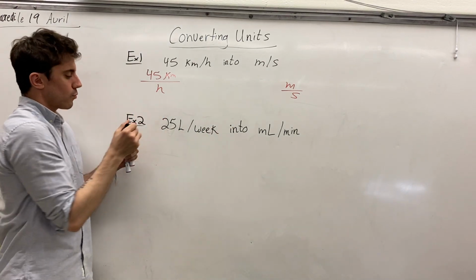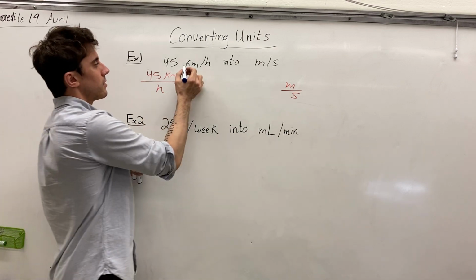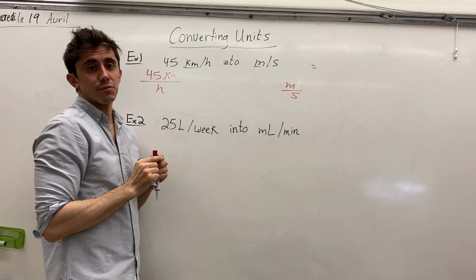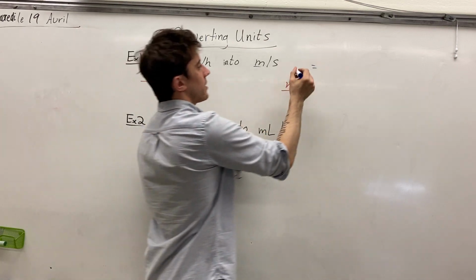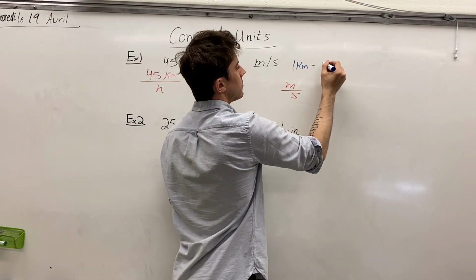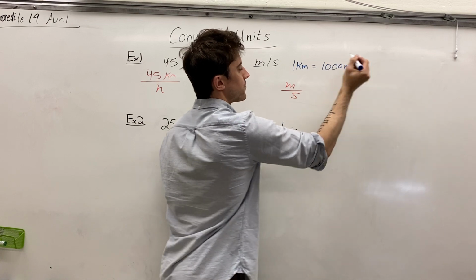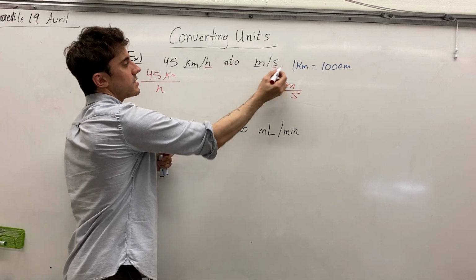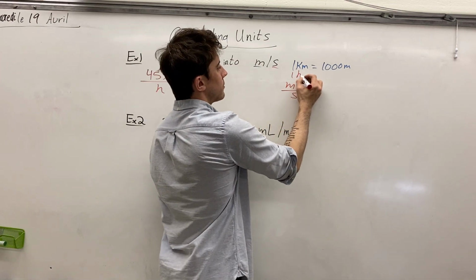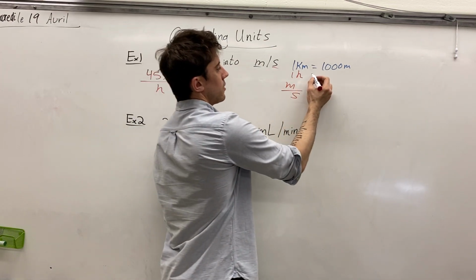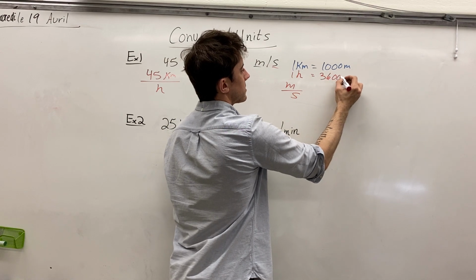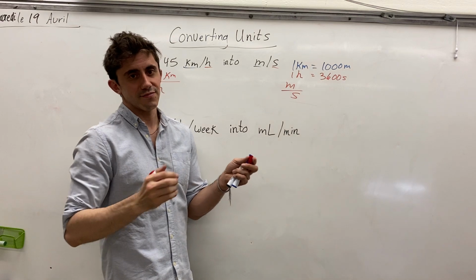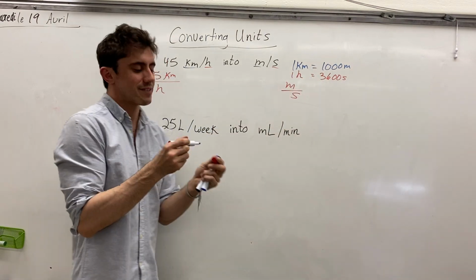So first off, we're going from kilometers to meters. So let's write out the relationship between those two quantities. We have that 1 kilometer is 1,000 meters, okay? And secondly, we want to convert our hours into seconds. And so to establish a relation between those two quantities, we know that 1 hour is 3,600 seconds, right? 60 seconds per minute and 60 minutes per hour. So 3,600 seconds per hour, okay?